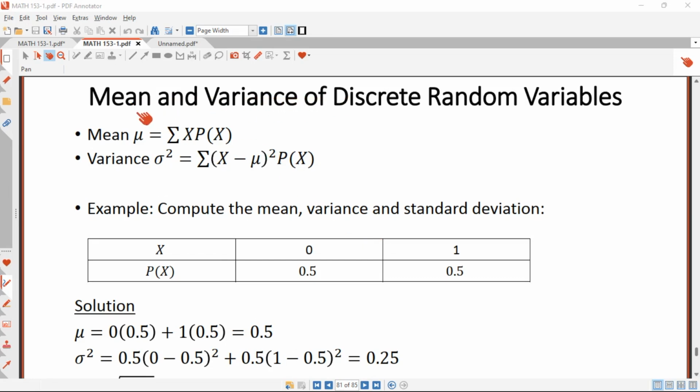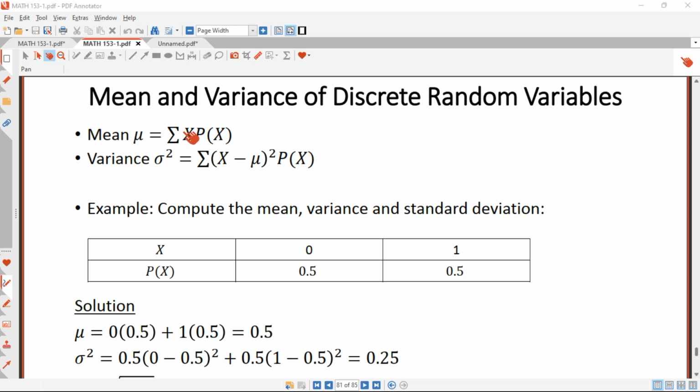Today I'm going to continue our series of studies on mean and variance of discrete random variables. So here we have the mean and the variance. There is the formula for the mean: the summation of X times the probability of X. Here X is a random variable, and here is the probability of X. So we are just going to multiply our X by the probability of X.